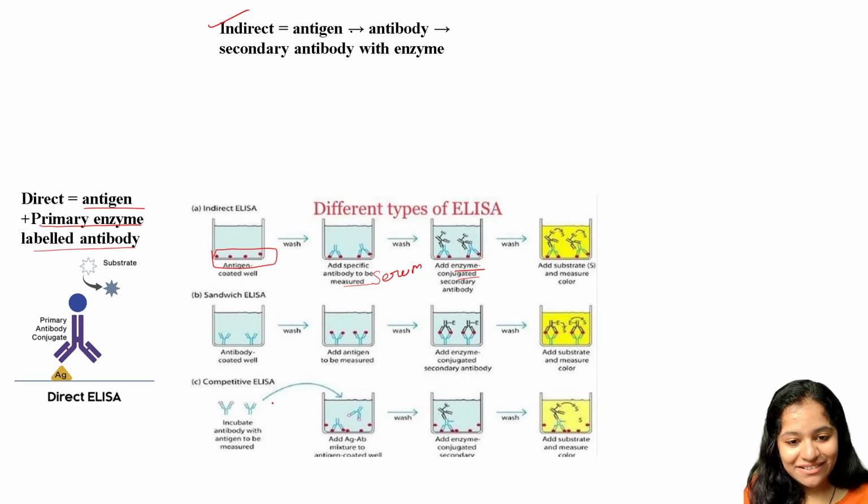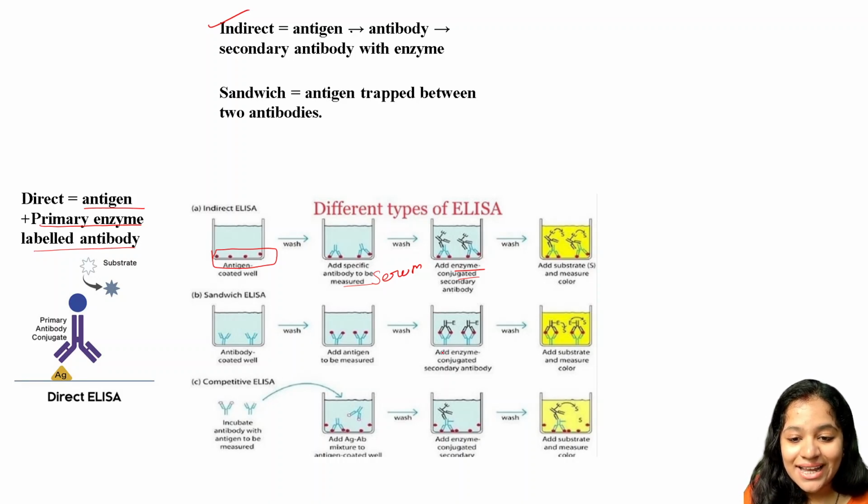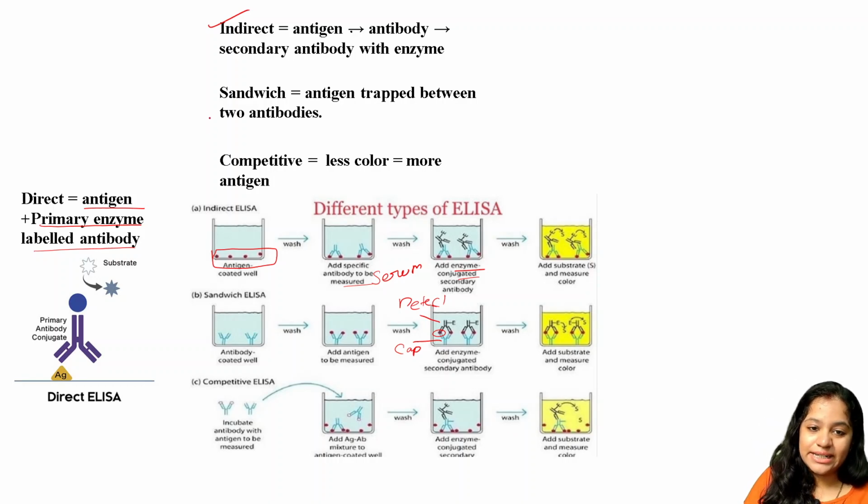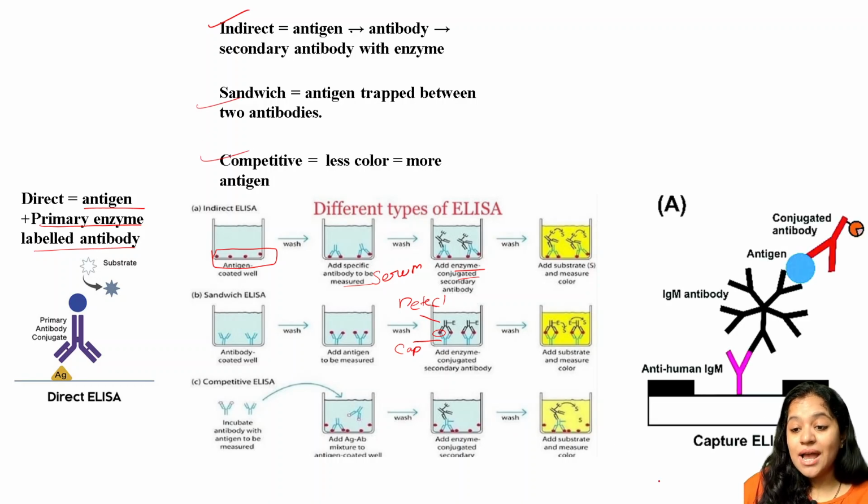Then we had sandwich ELISA. In sandwich ELISA, the antigen is trapped between two antibodies, the capture antibody and the detector antibody, which was enzyme linked. Then we had your competitive ELISA. Competitive ELISA, less color, that means more antigen present. Same thing which I had explained till now. Then we had your capture ELISA.